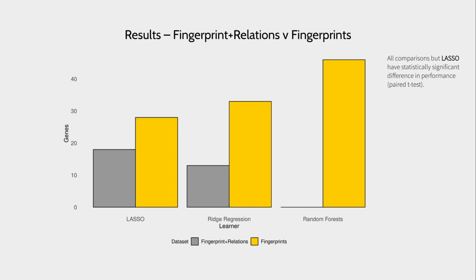In the next case, we compared the concatenated dataset of fingerprints and relations to just the fingerprints, and it's clear here that for all the 3 learners, the fingerprints outperform concatenating the fingerprint and the relation dataset, with the exception, compared to the previous 2 results, that the difference for lasso is not statistically significant.